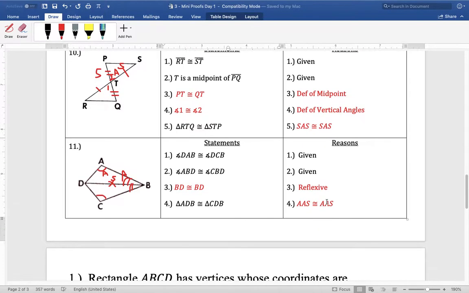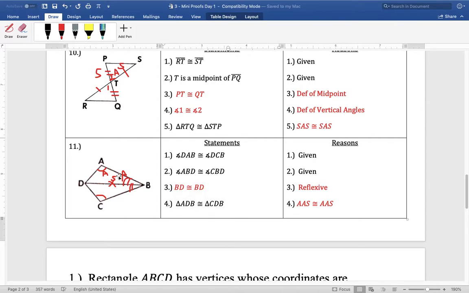Okay, and the last one, number 11, maybe the easiest one out of all of these. You've got the two given angles, DAB and DCB. Angle ABD is congruent to CBD. That's the angles right here, ABD, CBD. So these two angles right here. And then the reflexive piece, that's the piece you have to find on your own.